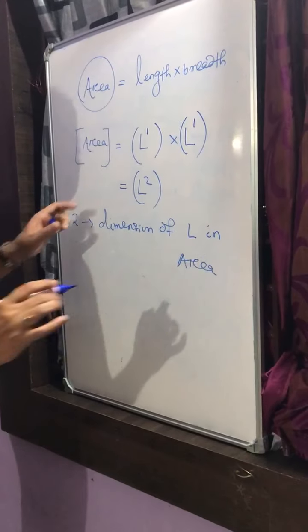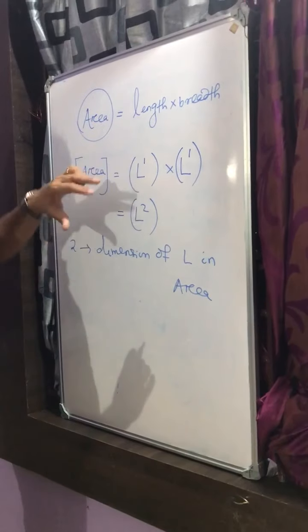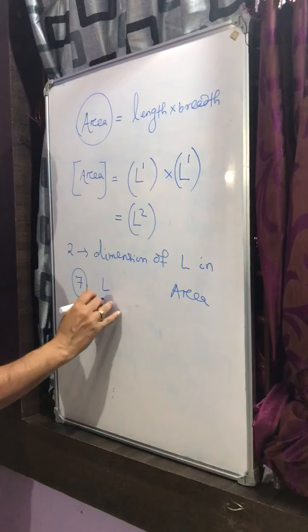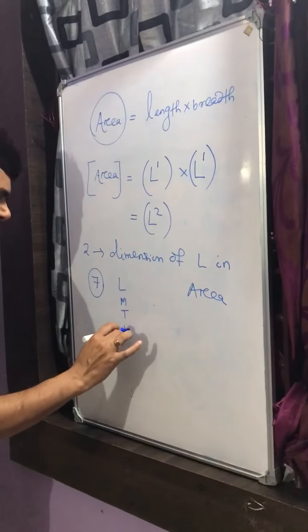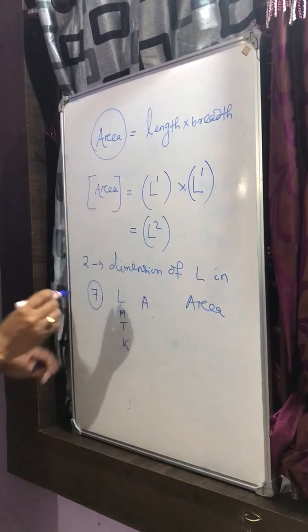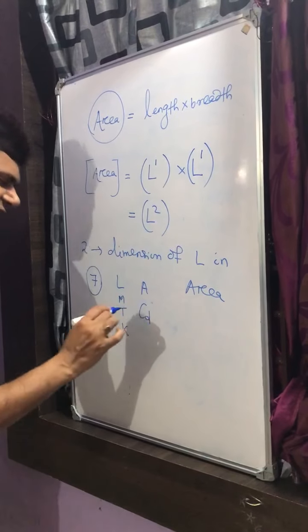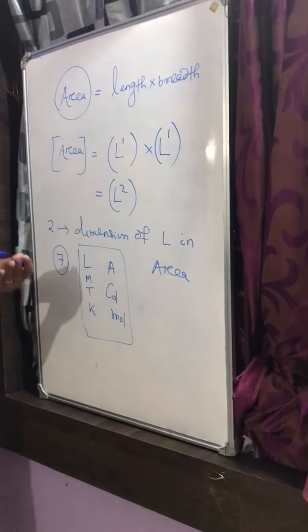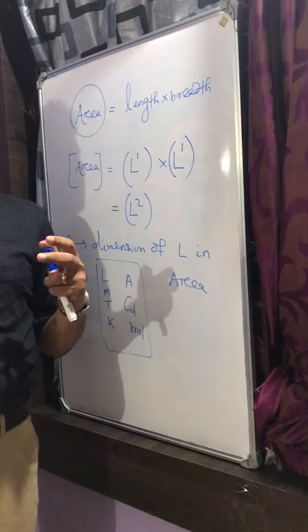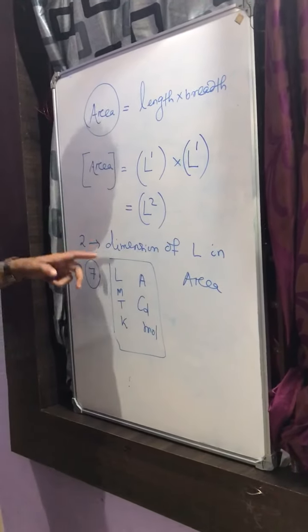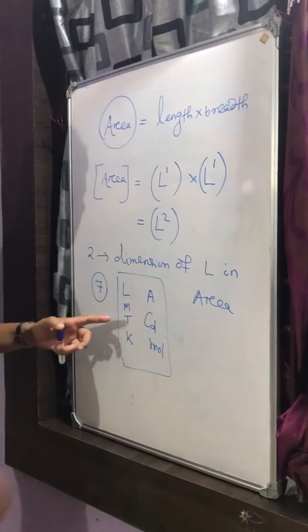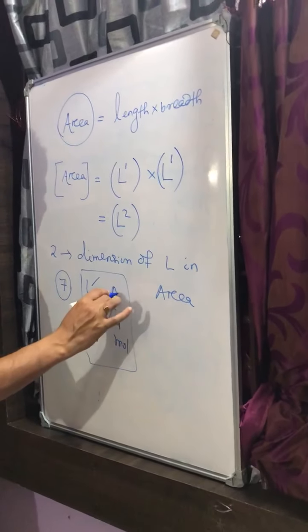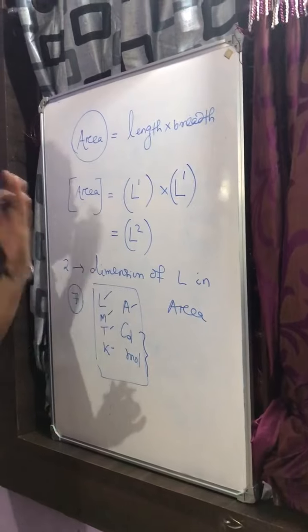Length is a fundamental physical quantity. We have already discussed that there are 7 fundamental physical quantities: length, mass, time, temperature, then ampere meaning electric current, then candela, luminous intensity, then mole. So when we write dimensions for any physical quantity, we will take the help of these 7 fundamental physical quantities. Most often we will be taking L, M, T, K and A.